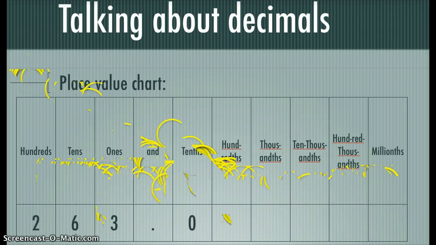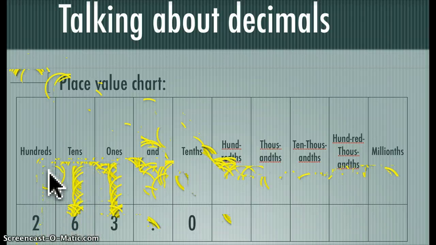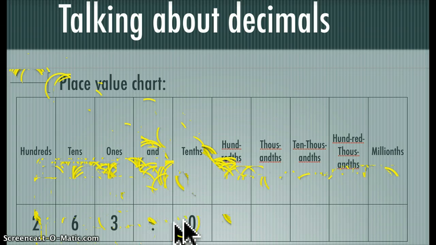Let's look at some examples. This example is 263. I included the decimal point here just to help us understand, but we're not going to use it for this example. This means I have 3 ones, 6 tens, and 2 hundreds. You can see it gets smaller as we get closer to the decimal. 200 is bigger than 60, which is bigger than 3. There are no decimal places in this example.